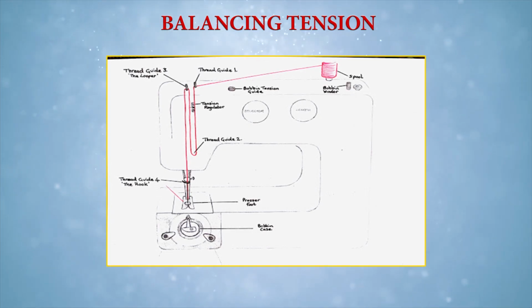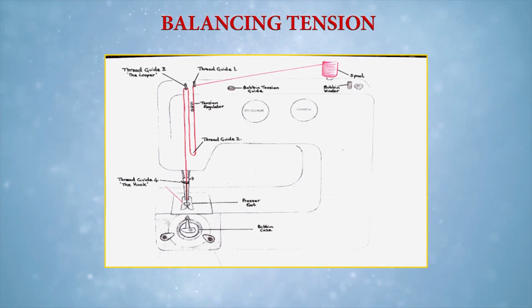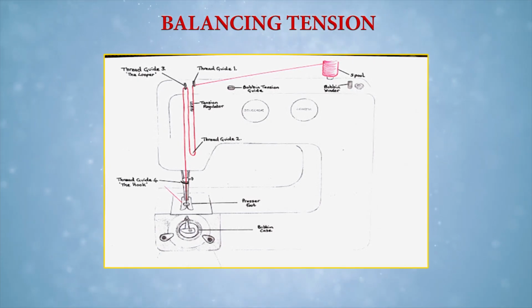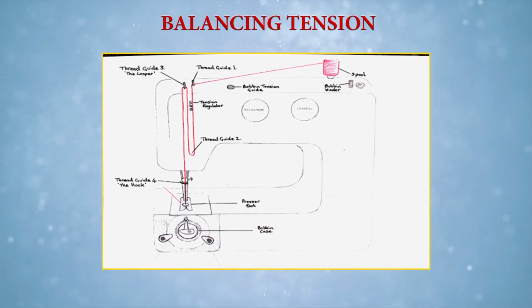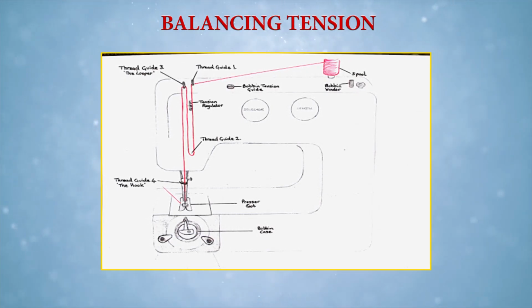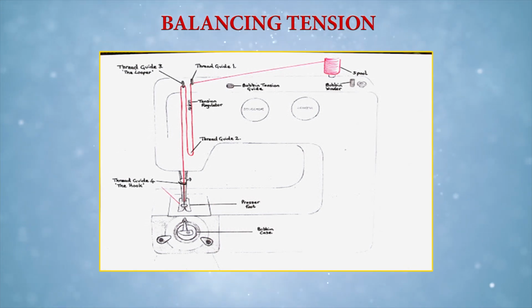From the spool we insert the thread through the thread circle, and it is inserted into the needle. Then when we fix the bobbin into the lower part, it also has thread which comes up from beneath the feed dog.